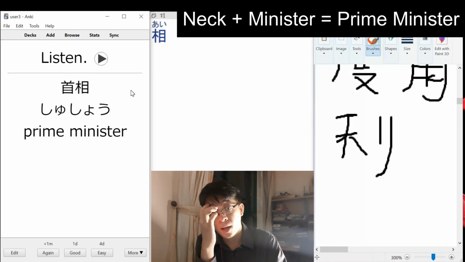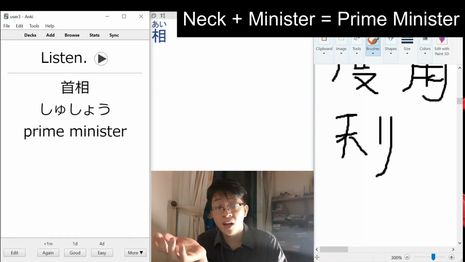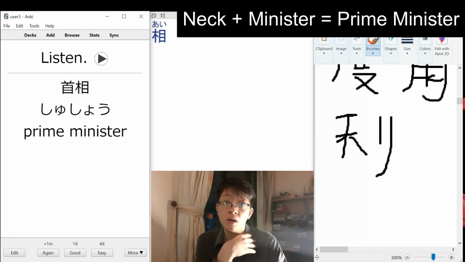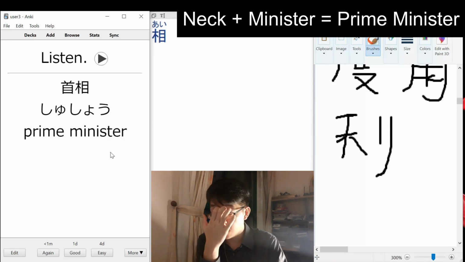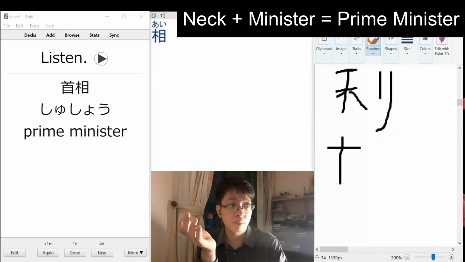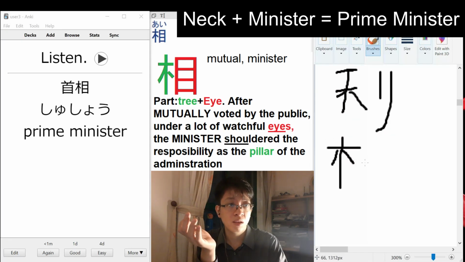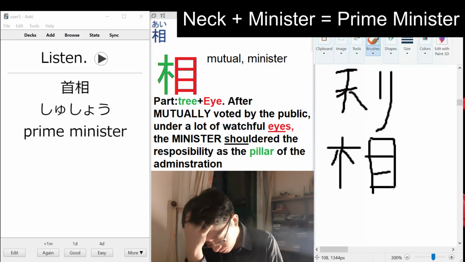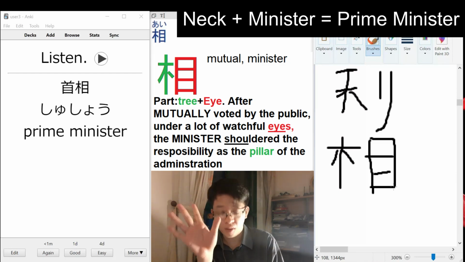So I guess it kind of makes sense, right? So we have a neck and a mutual choke point, a mutual congestion point of power, and that means a prime minister, right? So I guess in a way that makes sense. For the dynamic though, we have a tree, or you could say a pillar, and we have the eye.